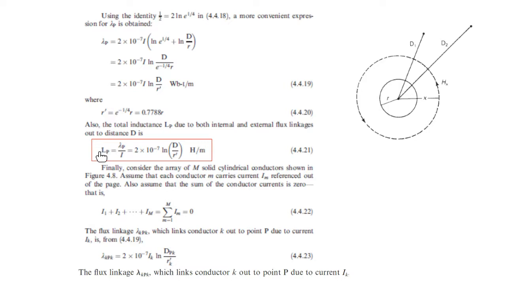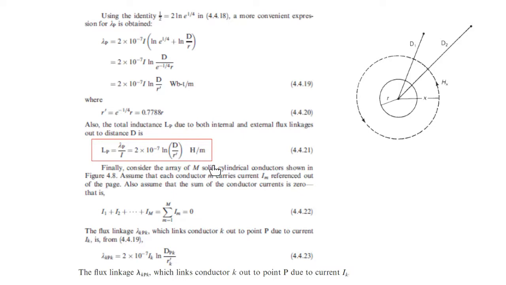So we can go on. This is the inductance that we want to find. Again, this inductance is the inductance at a point, any point. What is the distance from the center to that point? This is what we call D, the distance between the center of the conductor and the point, over the radius, R prime times 0.7788 over the radius, and that's the natural log. And this will be Henry per meter.